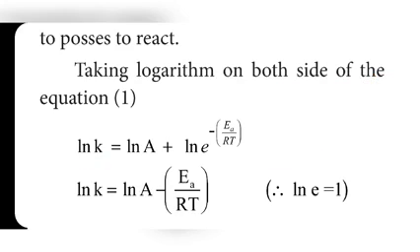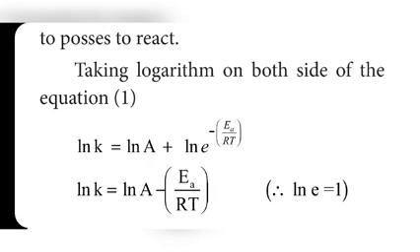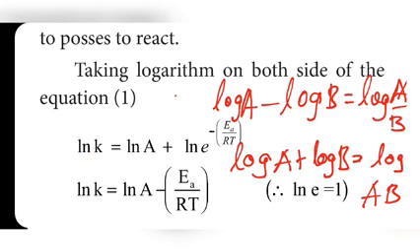Two types of logs are there. One is log base e, another one is log base 10. Here in this book, log base e is used. So if you take log for this equation, on the left hand side K, if you take log, ln K is equal to ln A plus ln e power minus Ea by RT.